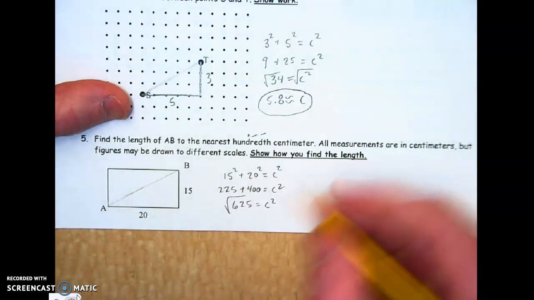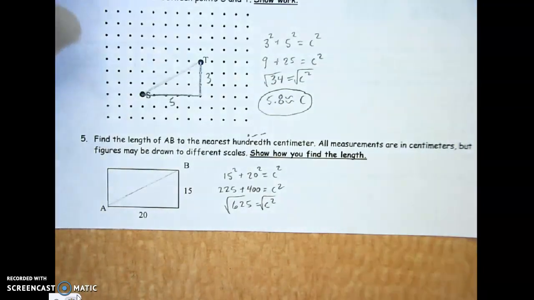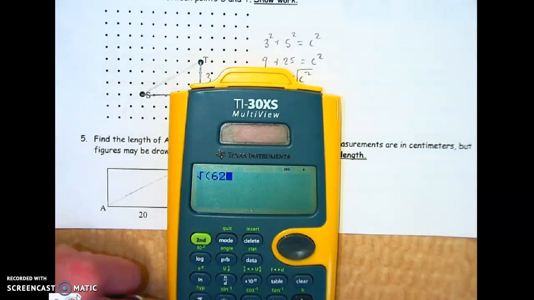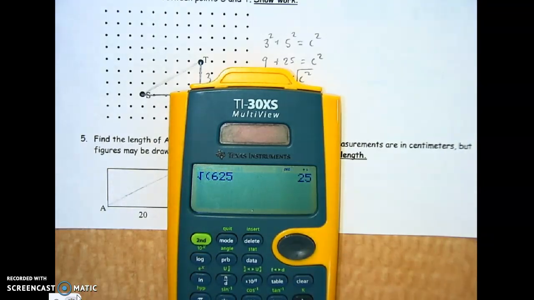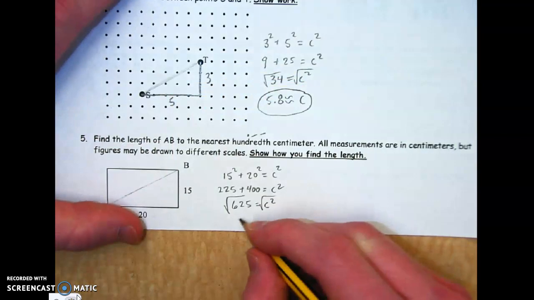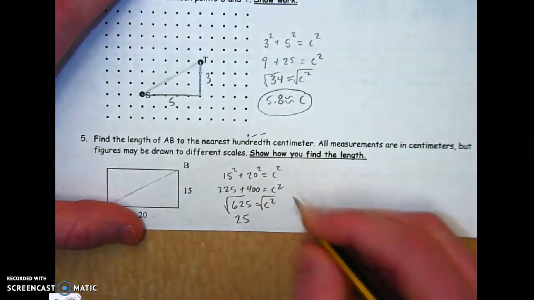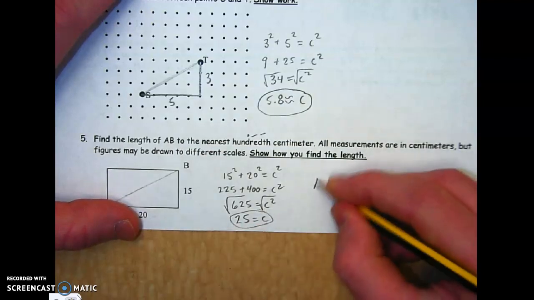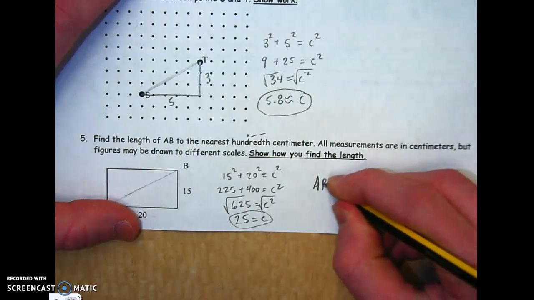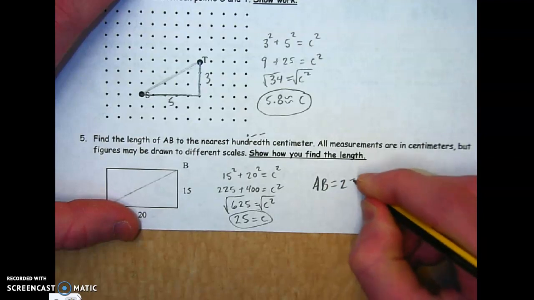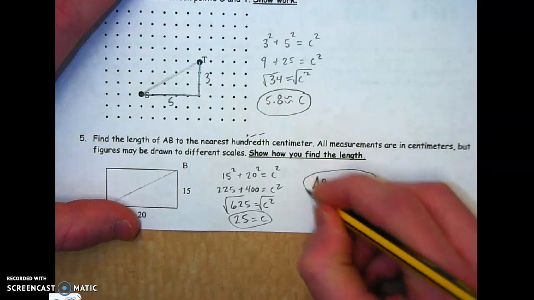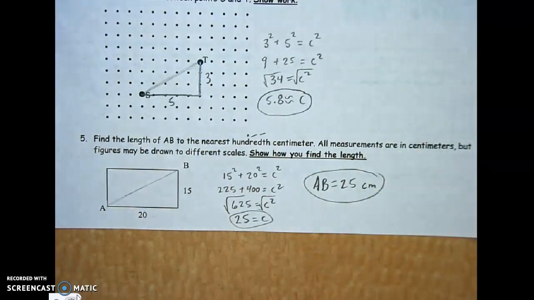We'll take the square root. Let's type that in real quick. So the square root of 625 is 25. 25 equals C. So that I know AB equals 25 centimeters. And I didn't have to round that to 2/100ths of a decimal because there were no decimals.